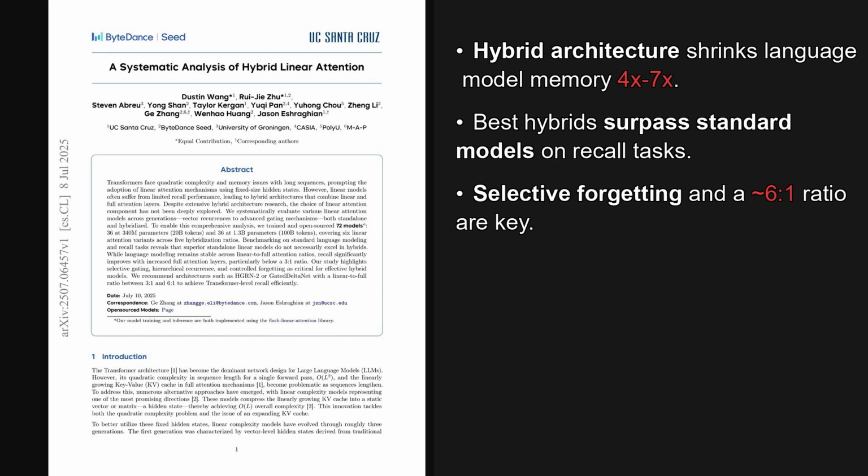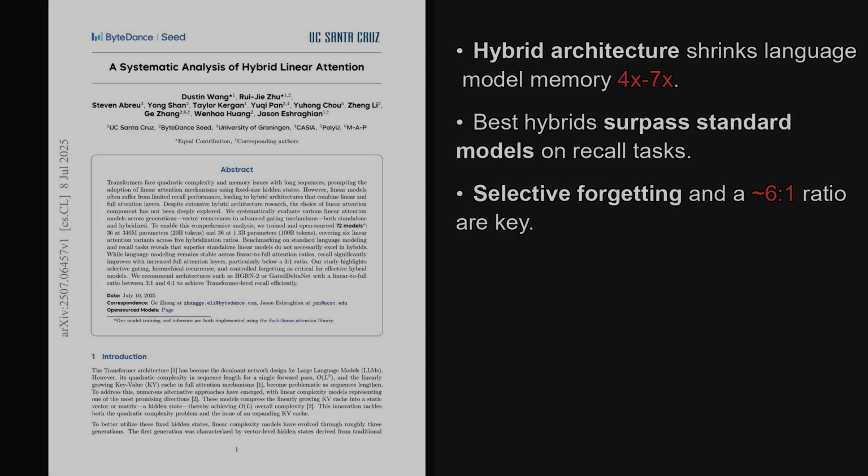I'm Alex, and today we're looking at a paper from the Hugging Face trending list, published on July 8, 2025, just 2 days ago. This paper explores how to shrink the KV cache, that's the part of an LLM's memory that stores past context, by a factor of 4 to 7, without losing performance. The paper is titled, A Systematic Analysis of Hybrid Linear Attention, and its findings challenge some common assumptions about designing efficient models. To do this, the authors systematically trained and tested 72 different models.